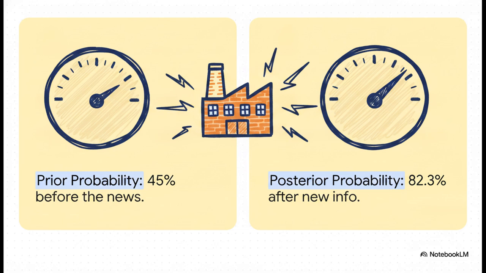We didn't just guess that the stock looked better, we mathematically proved that our posterior probability, our newly updated belief, should practically double simply based on the precise likelihood of a company expanding factories while simultaneously missing earnings.